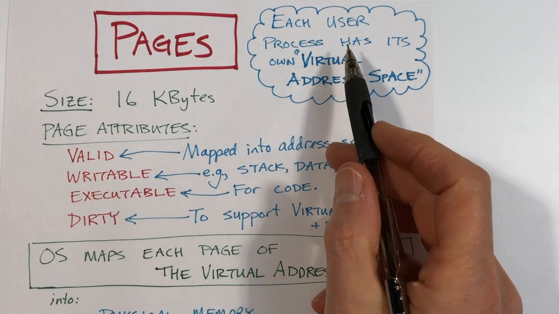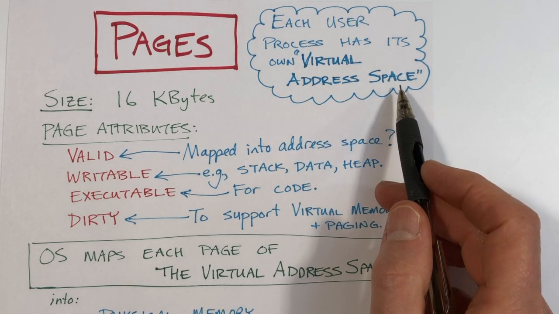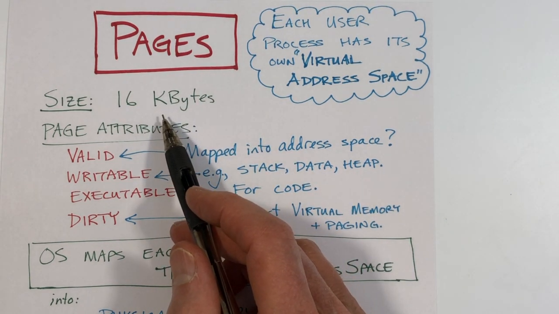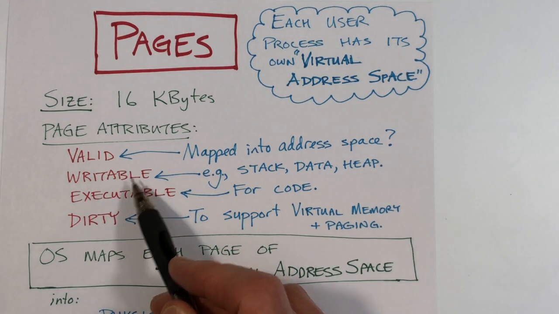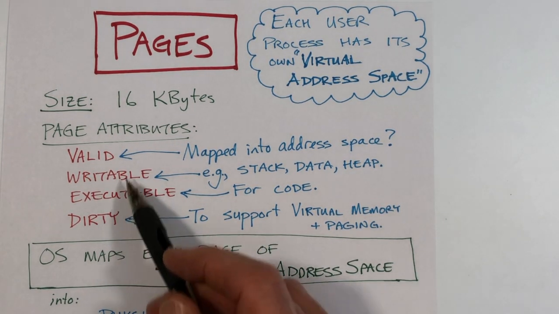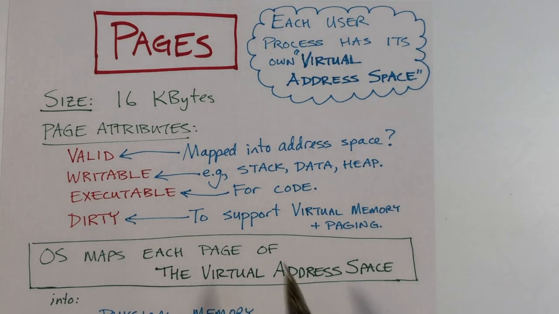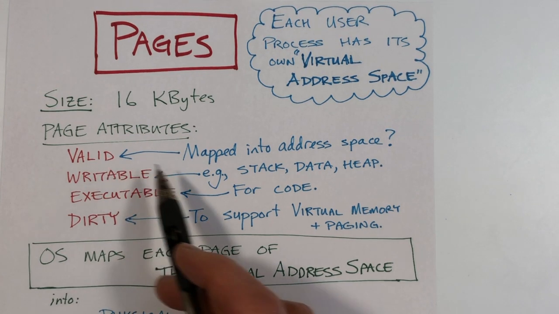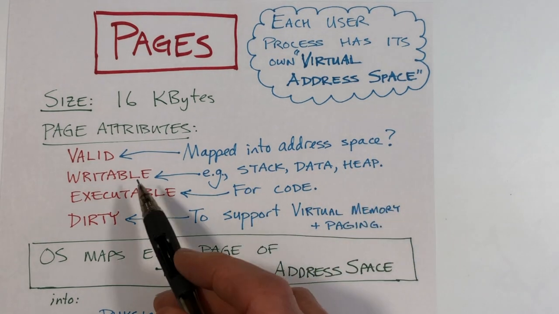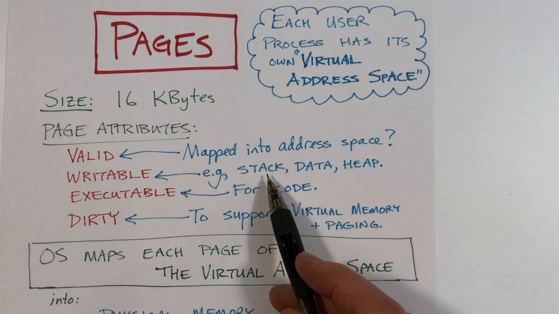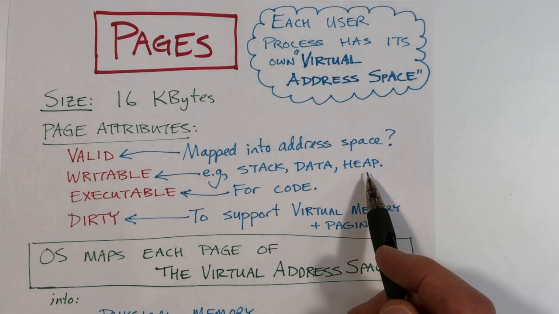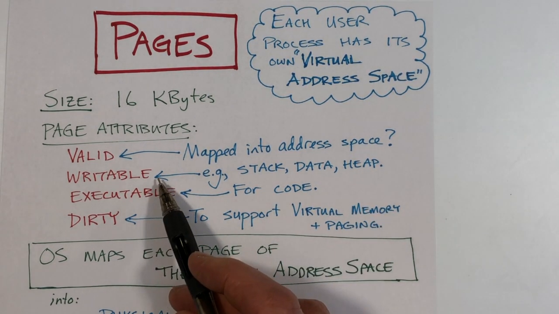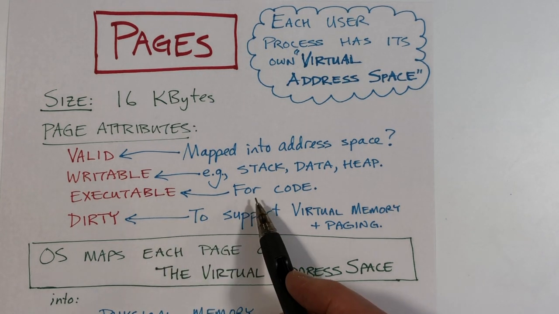As we've said, each user mode program has its own virtual address space. Address spaces are broken up into pages, and in Blitz the page size is 16 kilobytes. Each page has a number of attributes: valid, writable, executable, and dirty, and these determine what can be done to the page. So if the page is marked not valid, the page cannot even be used by the program. It's essentially not mapped into the address space. A page could be marked writable, and the pages that are used for the stack and for the global data and for the heap would be marked writable, and the user mode program can update data that's stored on writable pages. If the page contains code, it should be marked executable.